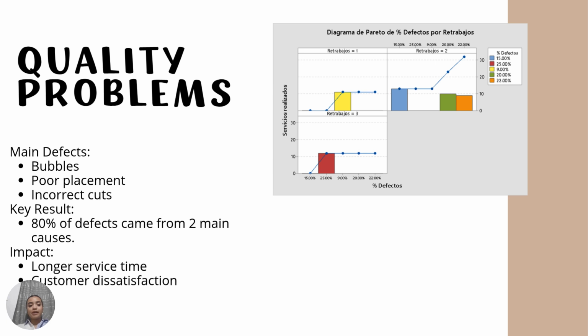This Pareto chart helped identify the most common quality problems in the process. The main defects were bubbles, poor placement, and incorrect cuts. According to the analysis, around 80% of the problems came from only two main causes. This tool was very useful because it helped prioritize the most critical problems affecting service quality and customer satisfaction.